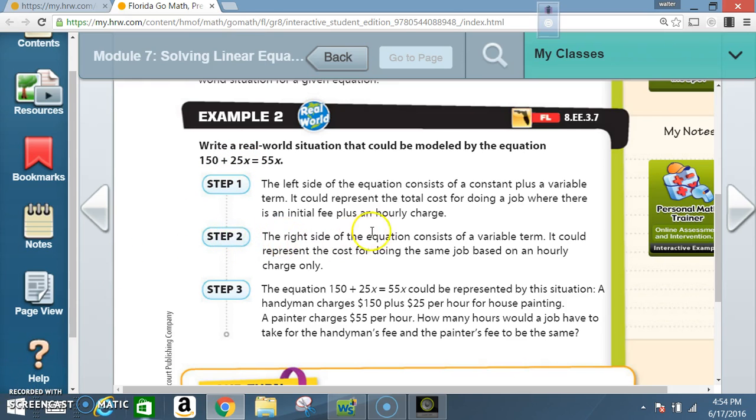Step 2. The right side of the equation consists of a variable term, 55 times x. It could represent the cost for doing the same job based on an hourly charge only.